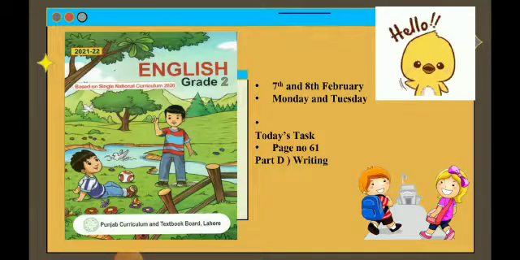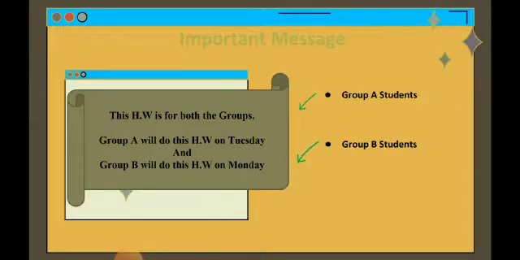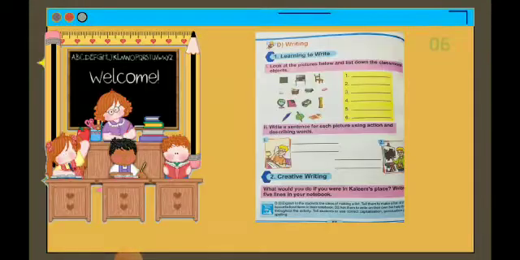Today the date is 7th February 2022 and the day is Monday. Our today's task is on page number 61, part D, writing an important message. This homework is for both the groups. Group A will do this homework on Tuesday and Group B will do this homework on Monday. This is the page number 61.